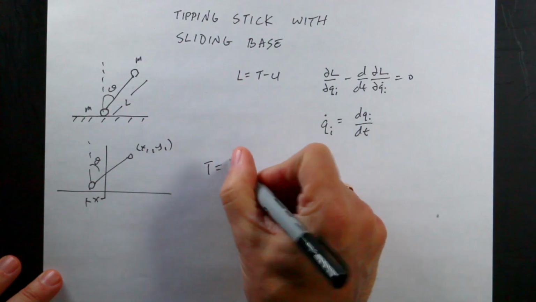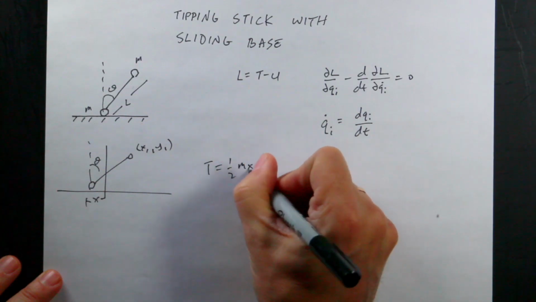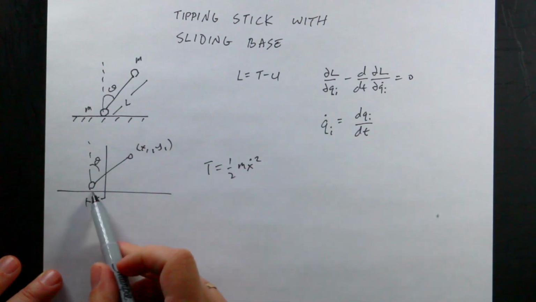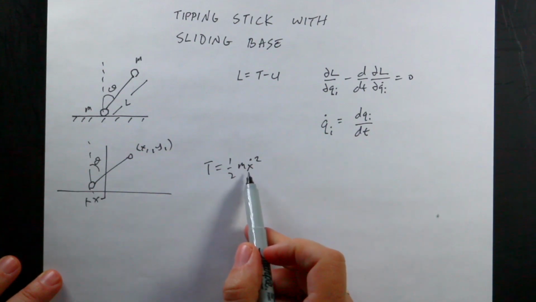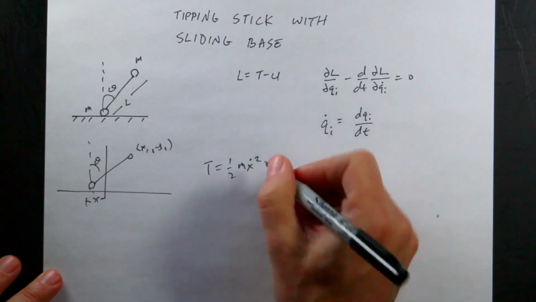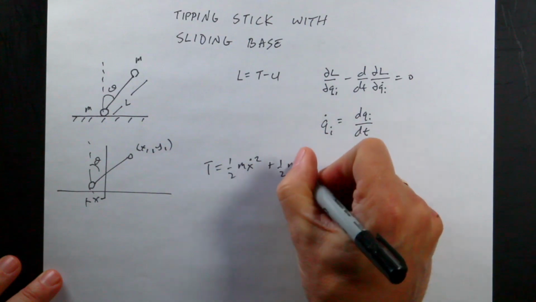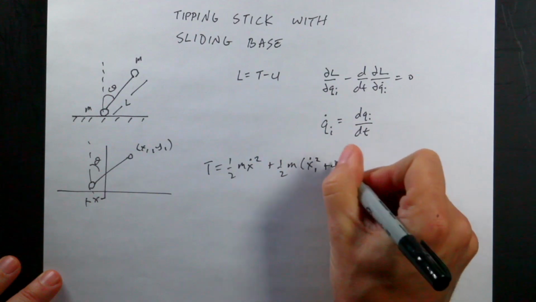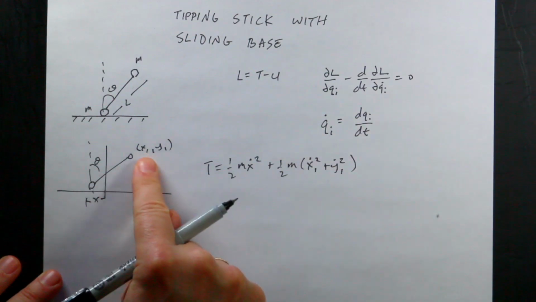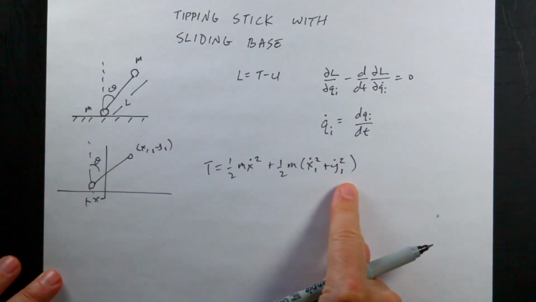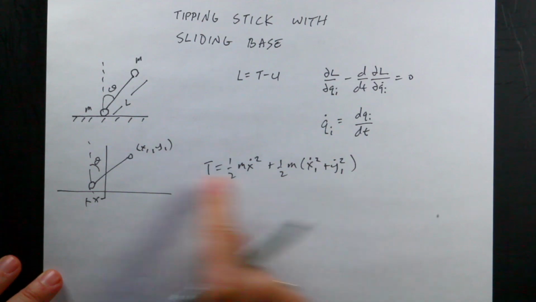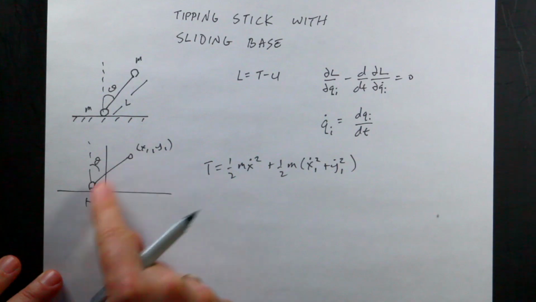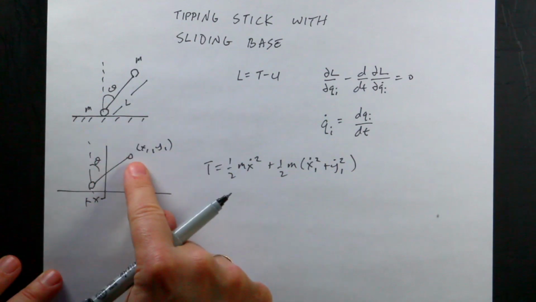T equals 1/2 m x dot squared, and again, that's the time derivative of this coordinate with respect to time squared, plus 1/2 m x1 dot squared plus y1 dot squared. Right. So if I know the Cartesian coordinates, I can write the kinetic energy fairly easily. Now I just need to get these Cartesian coordinates in terms of my variables x and theta.